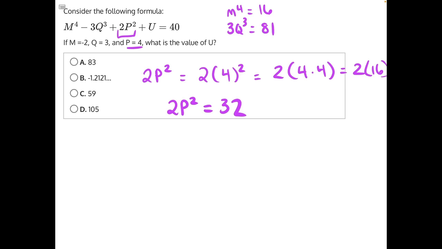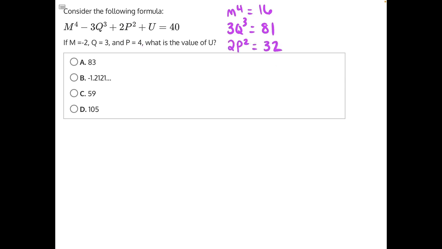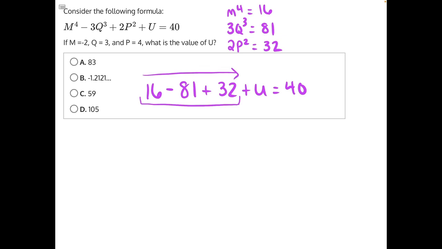Now that we have all three of our pieces, we can rewrite this equation and isolate the variable u. So let's start with m to the 4 is equal to 16 minus 3q to the 3rd is equal to 81 plus 2p squared is equal to 32 plus u equals 40. Now we just need to simplify everything on this side. And remember, when we're subtracting and adding, we need to go from left to right. So let's start by doing this subtraction here.